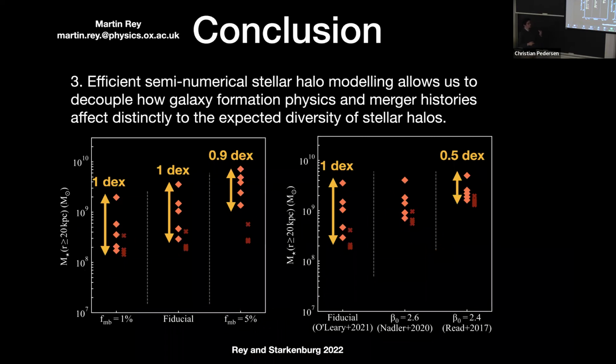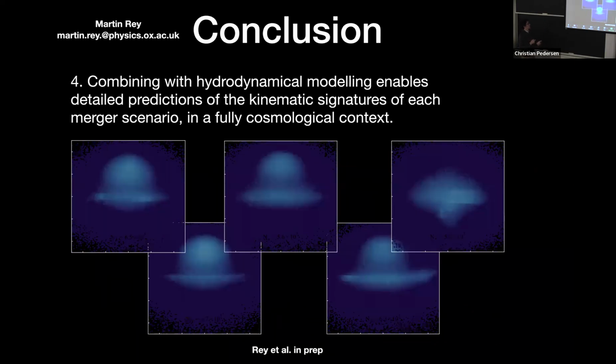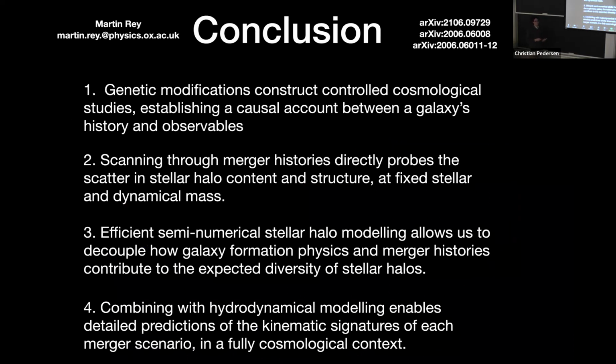When we combine it with an efficient semi-numerical stellar halo modeling, it allows us to decouple how galaxy formation physics and merger history distinctly affect the expected diversity in the stellar halo population. Whereas when we combine it with hydrodynamical modeling, it enables detailed prediction of the kinematic signature of each of these merger scenarios while retaining a fully cosmological context. And I'll leave you with my summary and take any more questions that you might have.